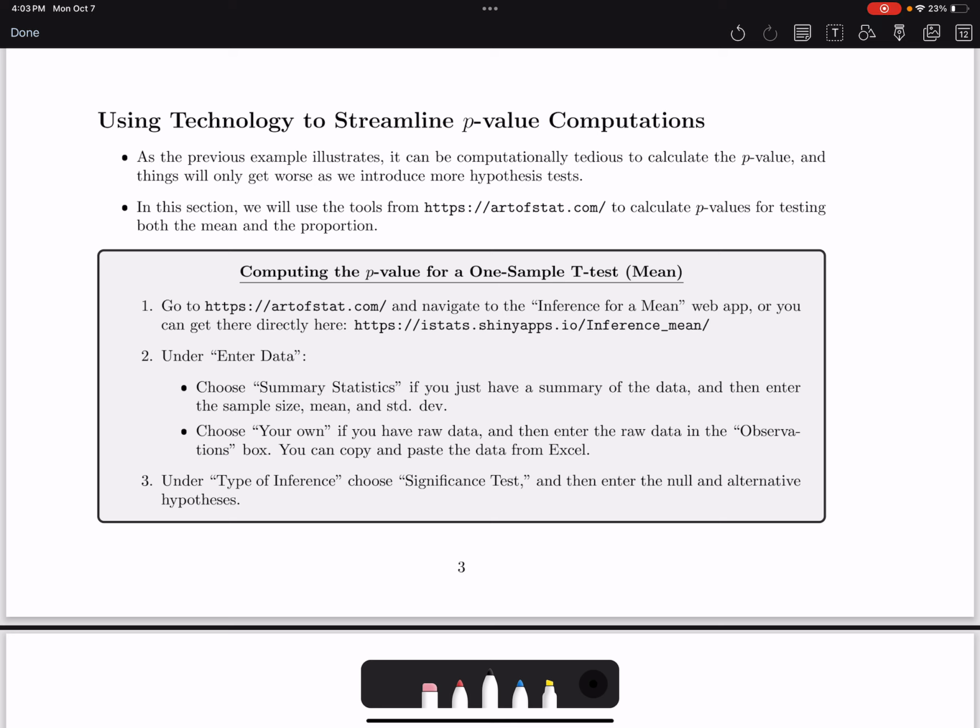In fact, for this lecture, if you haven't found it already, there should be an Excel workbook with this lecture on Canvas that you can download, and then any problems where we're working with a raw data set, you can just copy and paste the data from Excel into this calculator. Or you could type them in manually yourself, right? You could also just do that. And then finally, under type of inference, you're going to choose significance test, and then you'll enter the null and alternative hypotheses, and the calculator will do the rest for us.